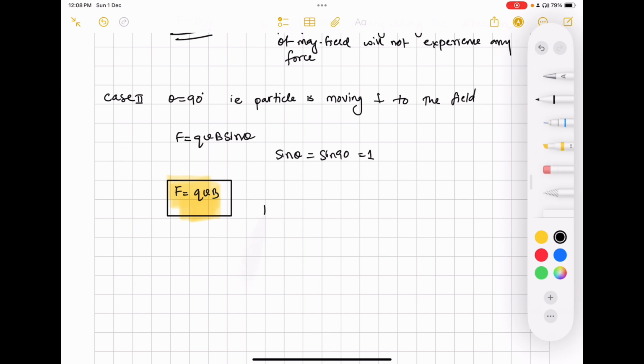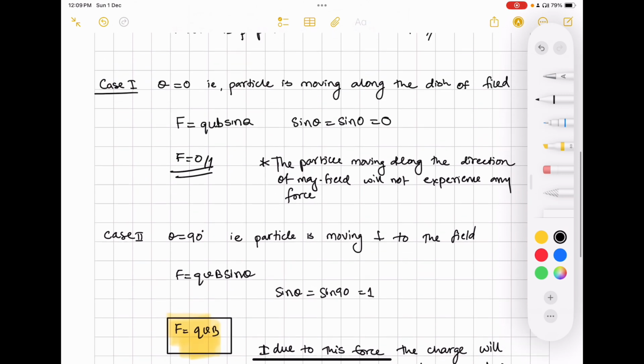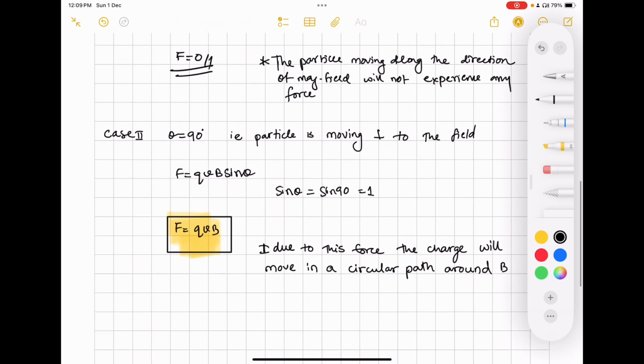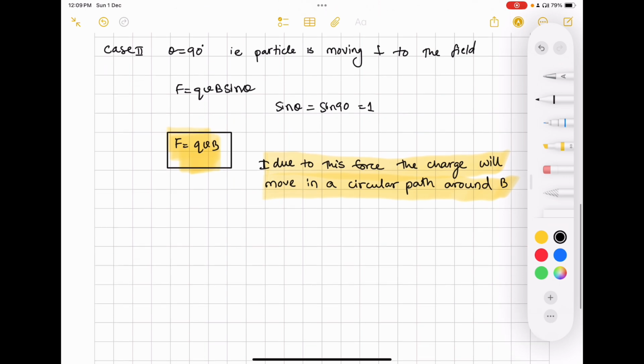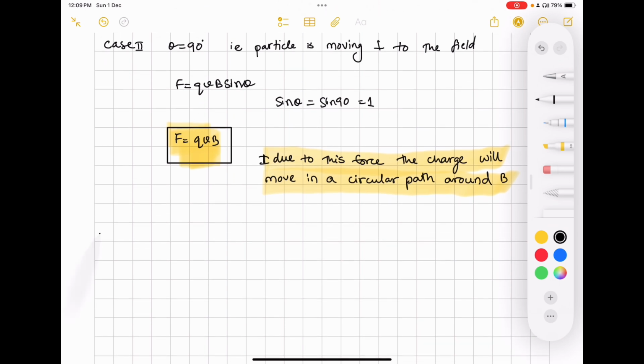Due to this force, the charge will move in a circular path around B. That is, in the first case the force is zero, but in the second case, where the particle is moving perpendicular to the field, the force is QVB, and due to this force the charge will move in a circular path around B. Now we need to find the radius of this circular path.